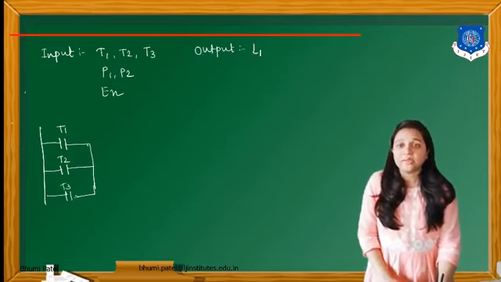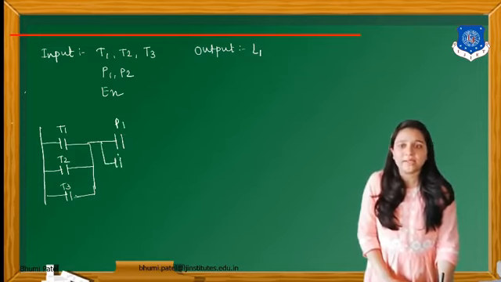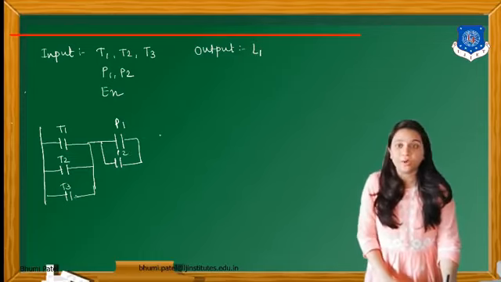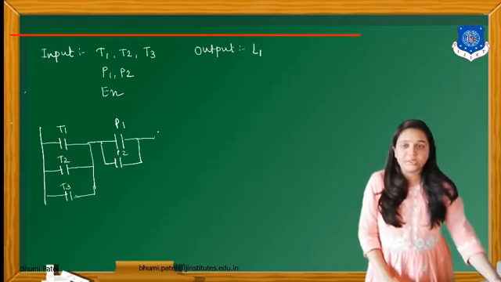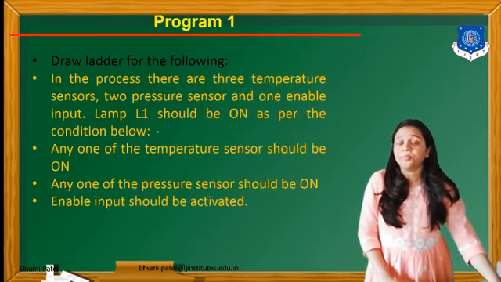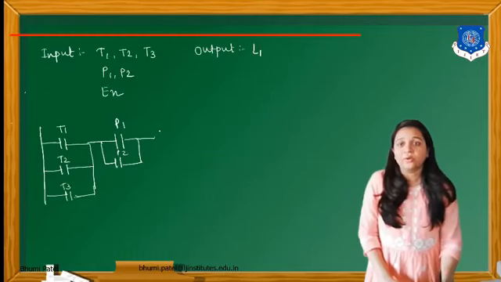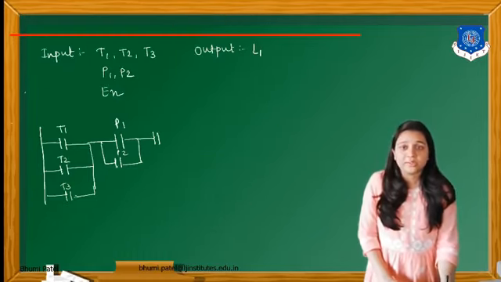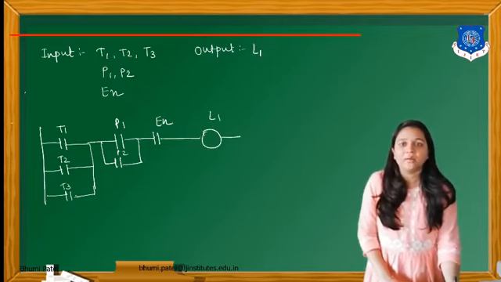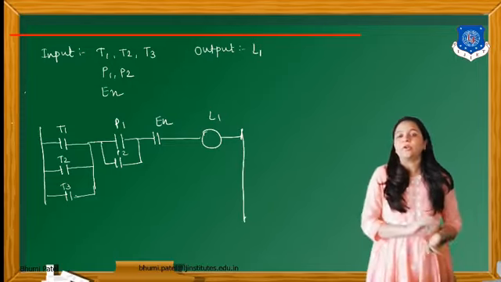The second condition is that any one of the pressure sensors should be on. So again we can put the pressure sensors in parallel connection. If any one is on, the output should be on. And the enable input, what is the condition for the enable? The enable input should be activated. So we can put the enable input in series connection with the temperature and pressure sensors. When all are activated, the lamp L1 should be on. So this is my ladder diagram for this particular example.